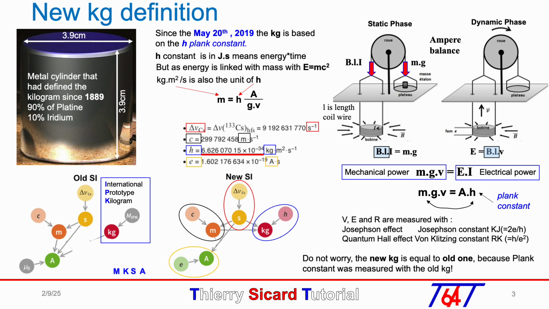Now, no more of the MKSA 4 main units are based on a real physical element, but only on physical universal constants. E for electrical current unit in ampere, C for the length in meter, cesium frequency for the time in second, H for the mass in kilogram.